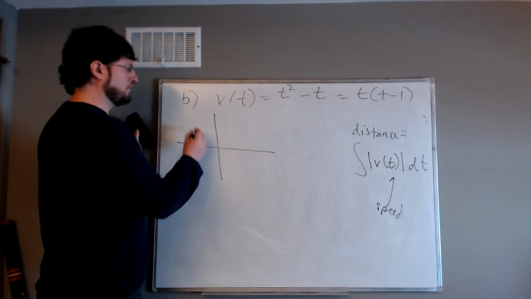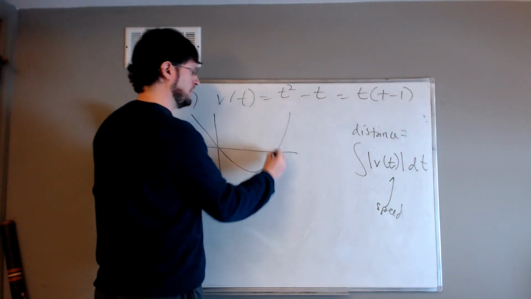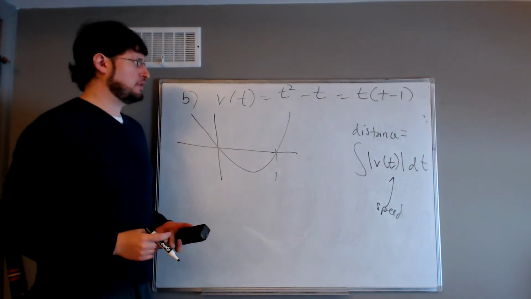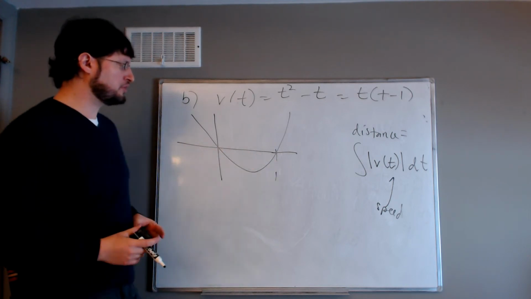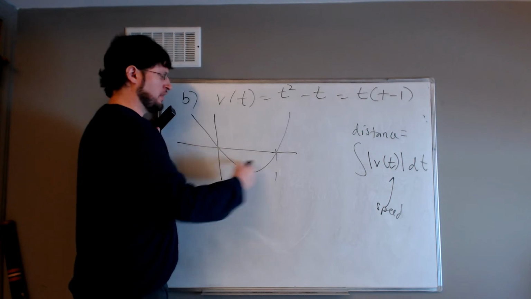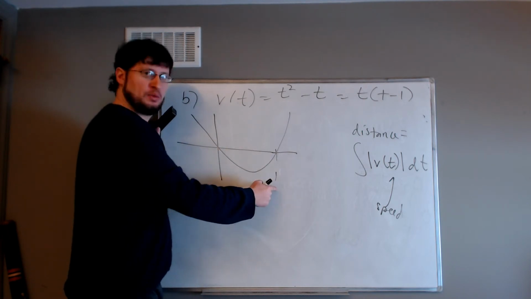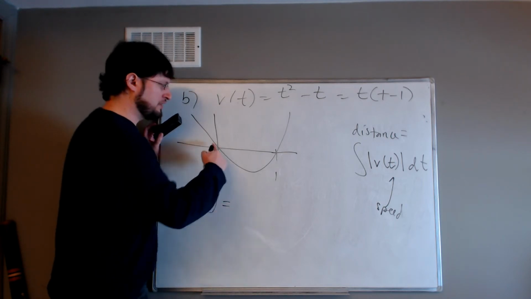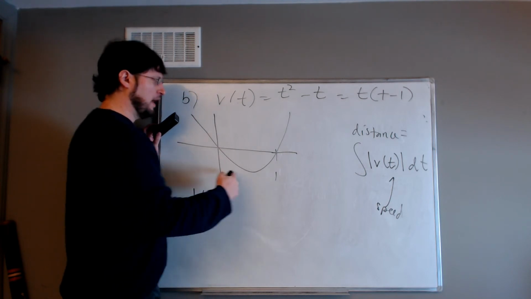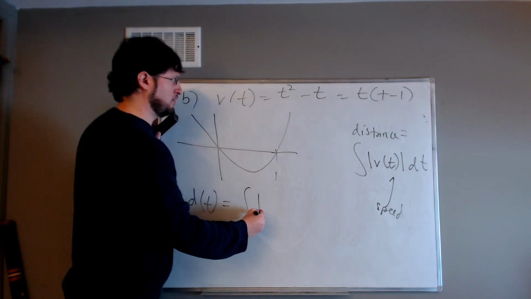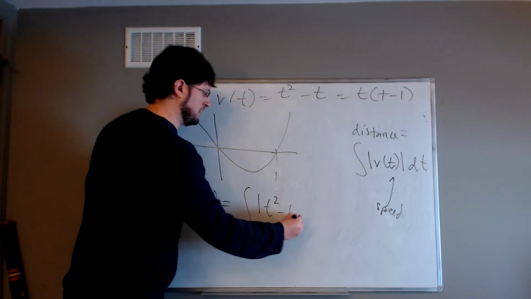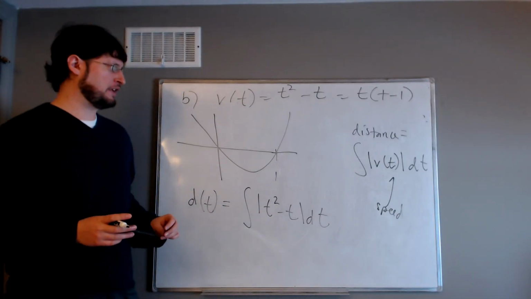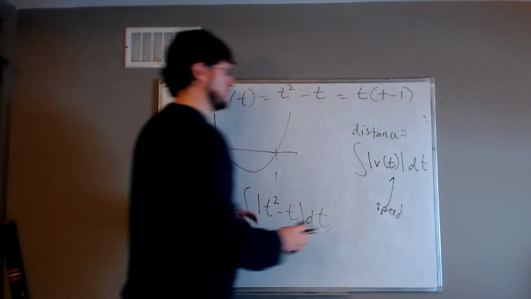But again, here's V. Here's V at time 1. What does this mean? Integrating the absolute value, getting rid of the negatives. In terms of practical use, this is where the velocity is negative between 0 and 1. So what I really want is the distance traveled, distance at time t, between 0 and 1. So this should be the integral of the absolute value of t squared minus t dt. That's fine, but integrating an absolute value is very tricky. So let's see how we're going to work this.